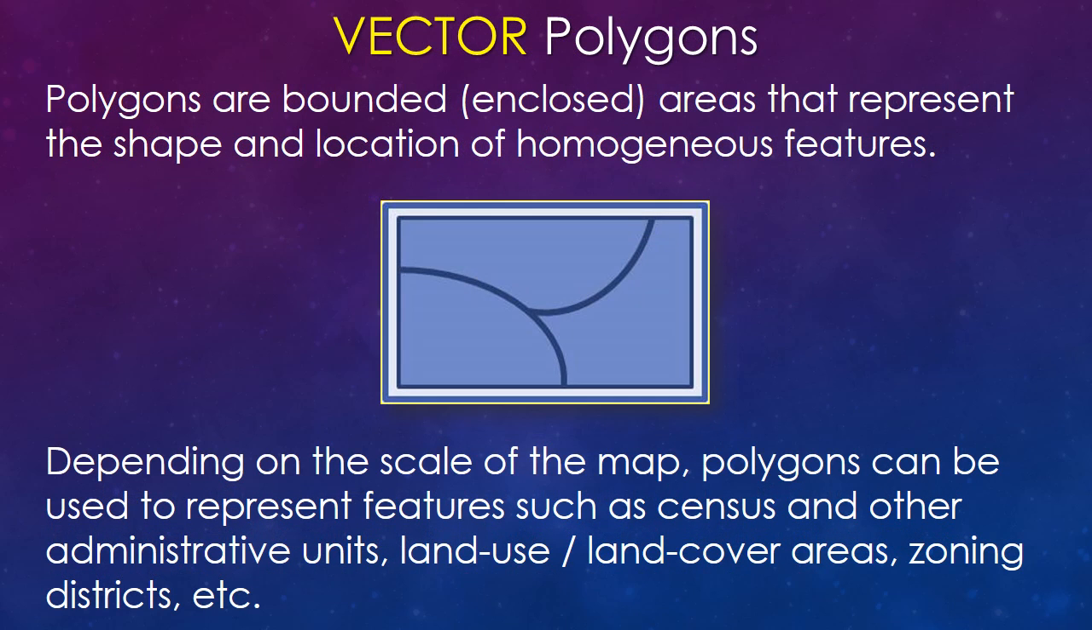Vector polygons. Polygons are bounded, enclosed areas that represent the shape and location of homogeneous features. Depending on the scale of the map, polygons can be used to represent features such as census and other administrative units, land use, land cover areas, zoning districts, etc.